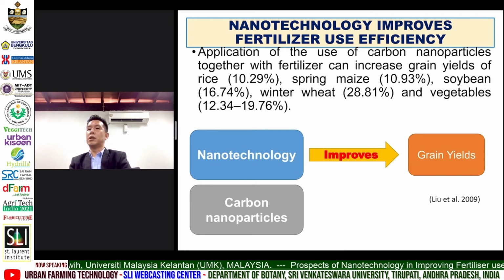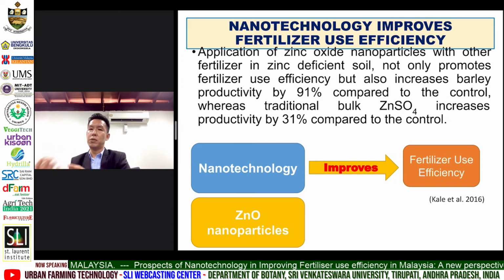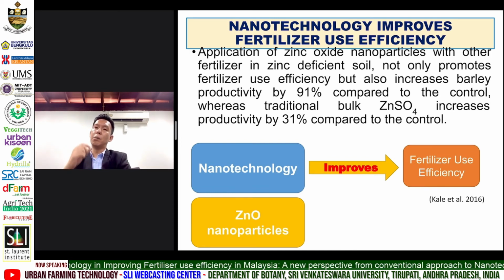And again, a similar observation was made in the study by Kale et al. 2016, showing that the application of zinc nanoparticles together with the fertilizer not only improved the fertilizer use efficiency, but also improved crop productivity. And yet again, we can see that once they are applied into the soil, they can release nutrients slowly, making them always available for plant uptake for maximum absorption. So once the plant can absorb maximally, then it can produce more yield. And this will improve the fertilizer use efficiency in this situation.